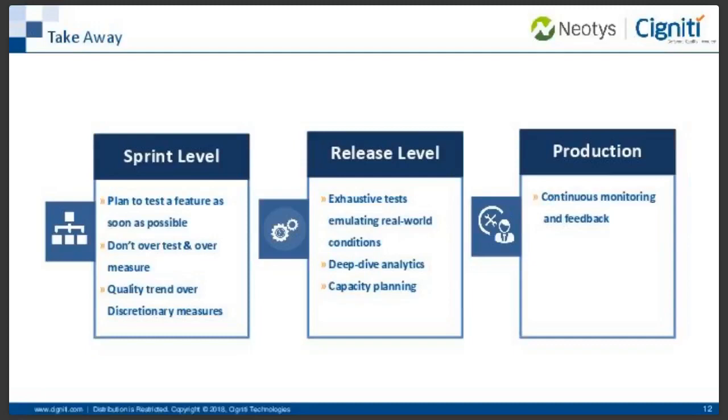And quality trend. The most important thing for us during the sprint cycle was the quality trend. I should be able to assess the quality trend of a build over build. If I go to discrete metrics like TPS and concentrate on just one metric, that will not help me. So for me, a trend was very important. In the sprint level, these were the things that were implemented which worked for us.